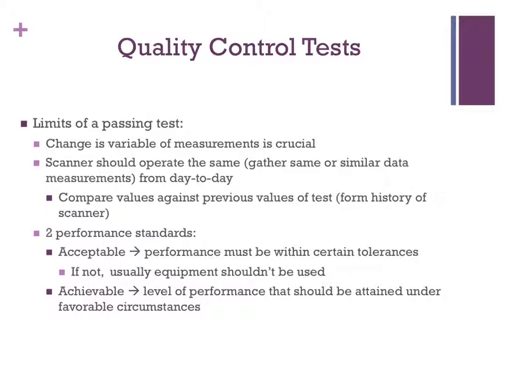There are two performance standards for QC test results, which are acceptable and achievable. Acceptable results indicate that the performance must be within certain tolerances, and if it isn't, then the equipment shouldn't be used. Achievable results indicate the level of performance that should be attained under favorable circumstances.